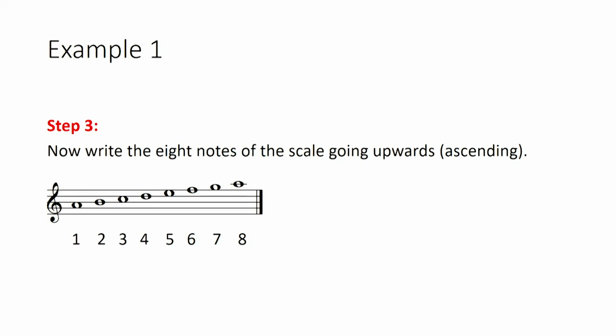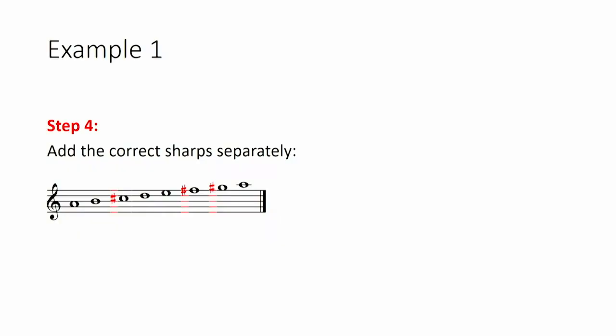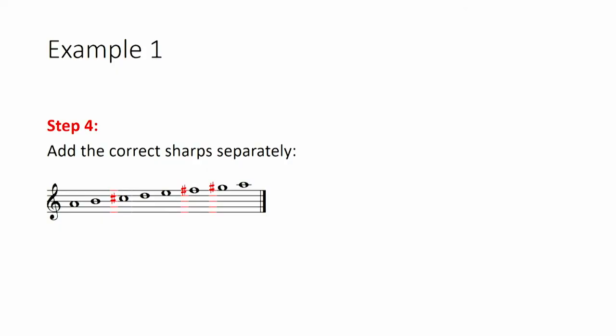So now we have to add all of the sharps manually. They were F, C, and G. So first you find the note F and you write a sharp in front of it. Then you find the note C and you write a sharp in front of it. And then you find the note G and you write a sharp in front of it.